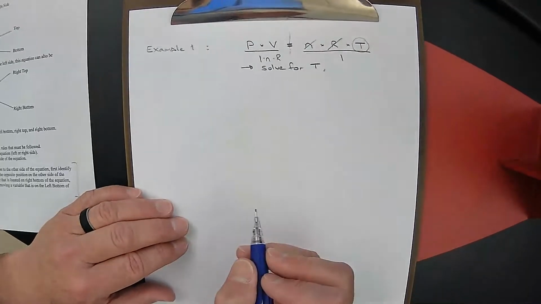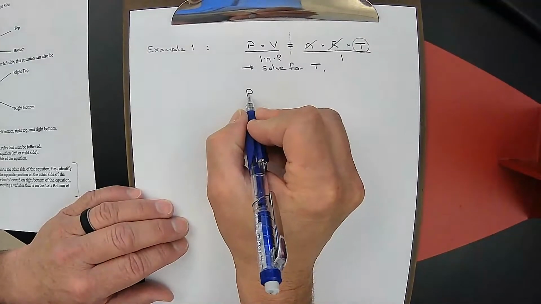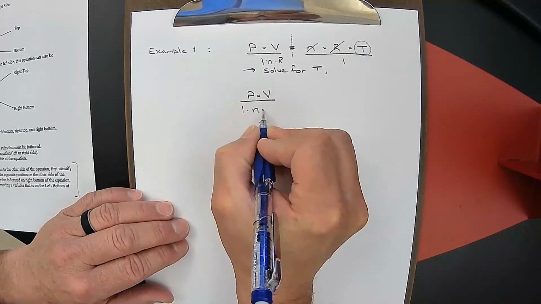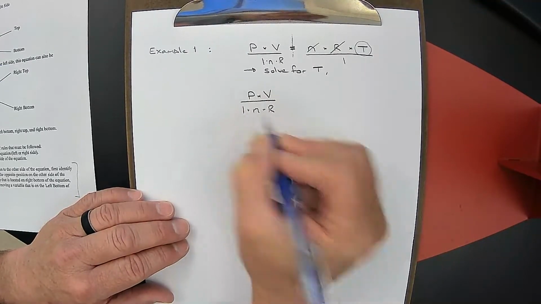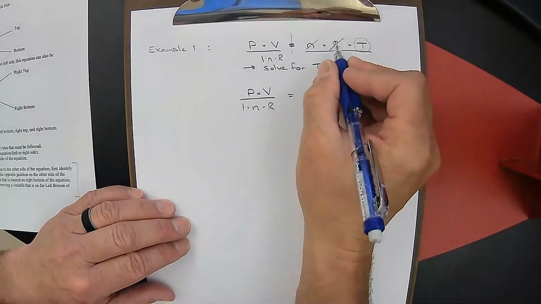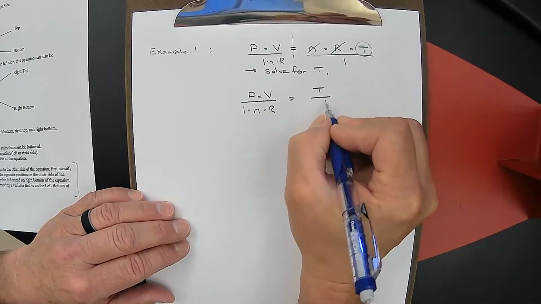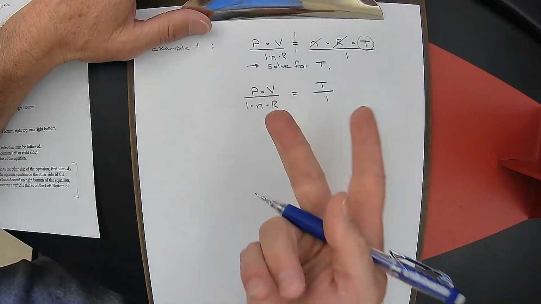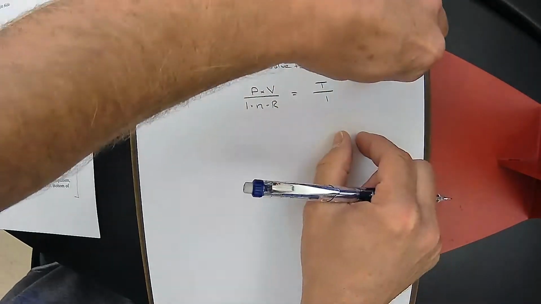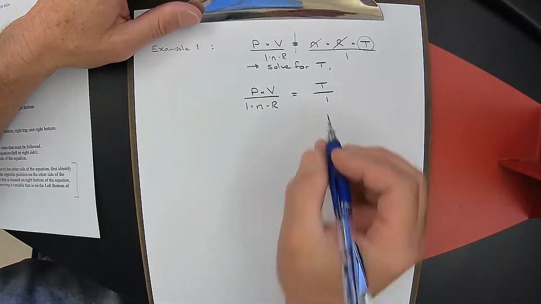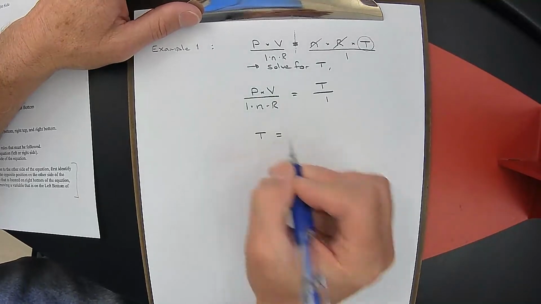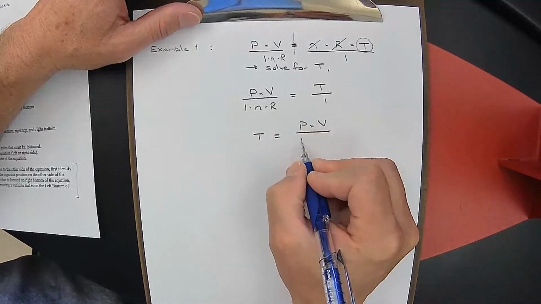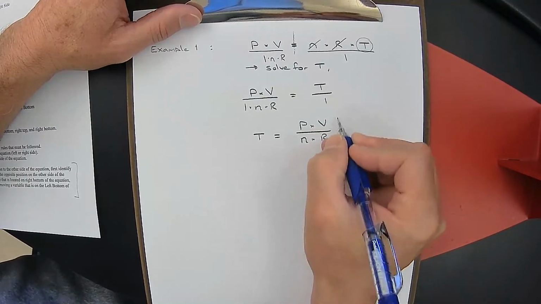I cross multiply them. So if I rewrite all of this, it looks like this: pressure times volume over 1 times N times R equals, with those crossed out and moved down, temperature on the top over 1. That's a messy way to write that equation, so we'll just take the left side and the right side and switch them, which we are allowed to do. So temperature is now equal to pressure times volume over number of moles times R.